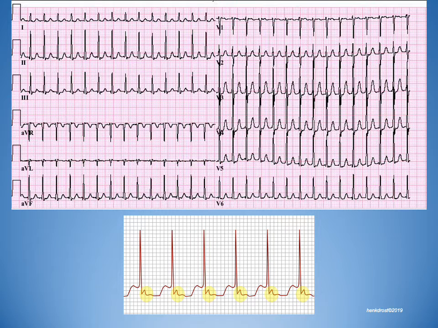Here you see a nice example of an AV nodal re-entry tachycardia with a fast frequency of about 200 beats per minute, and lead 2, and you see it below, enlarged and shaded in yellow, the terminal part, the little negative P wave. Negative in 2 because of the direction of the depolarization of the atrium.